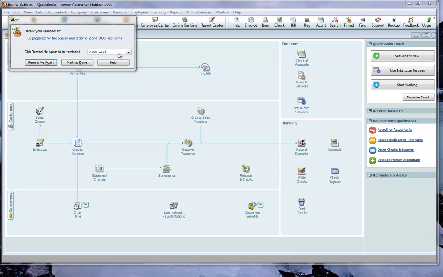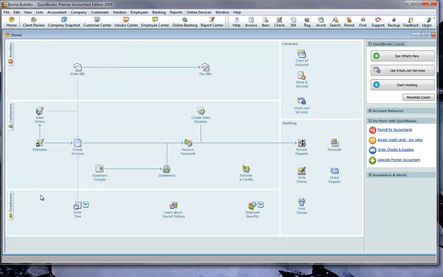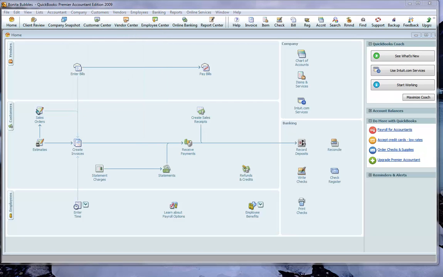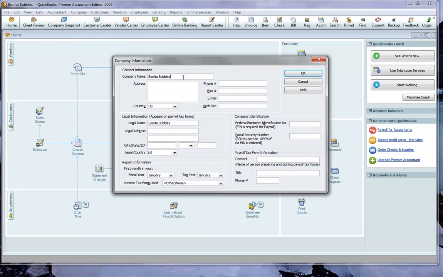Did you get an alert about tax season? Yes. Mark is done. If you clicked on remind me again, that means you're going to get a reminder again instead of saying, all right, I know about tax season. First thing you have to do is under company, make sure under company information you go through after Bonita Bubbles, get your name on there, please. This just makes sure all your reports automatically have your name printed on them.